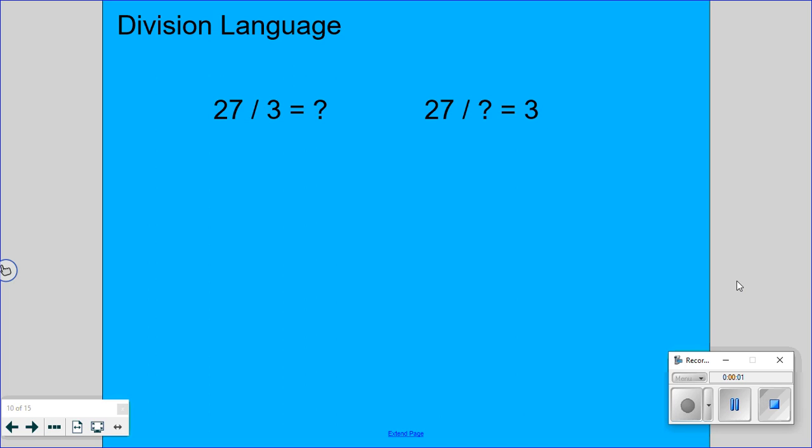We revisited what that language was. We revisited some of our strategies that we have learned about multiplication. And today, we're going to revisit some strategies around division.